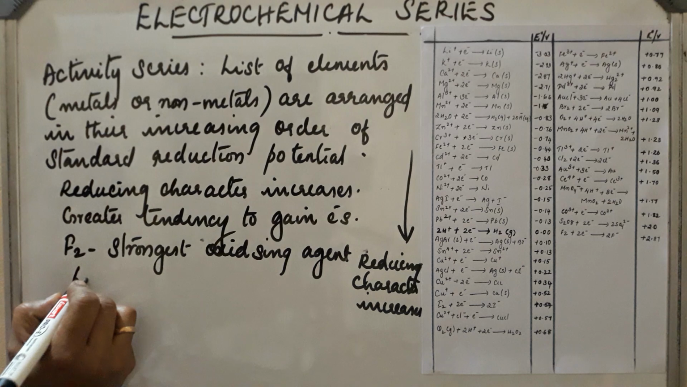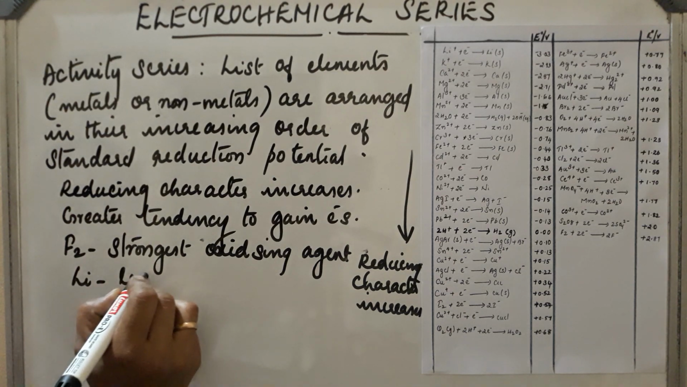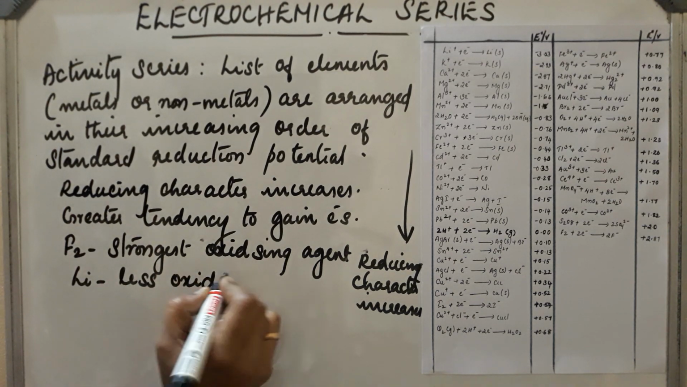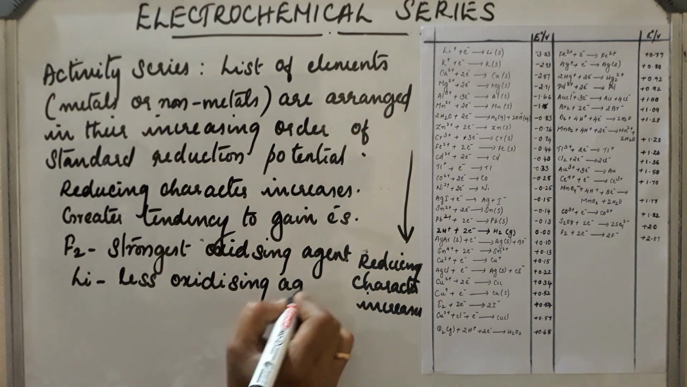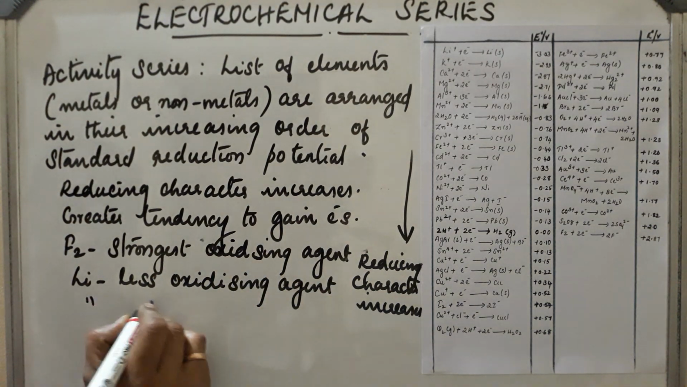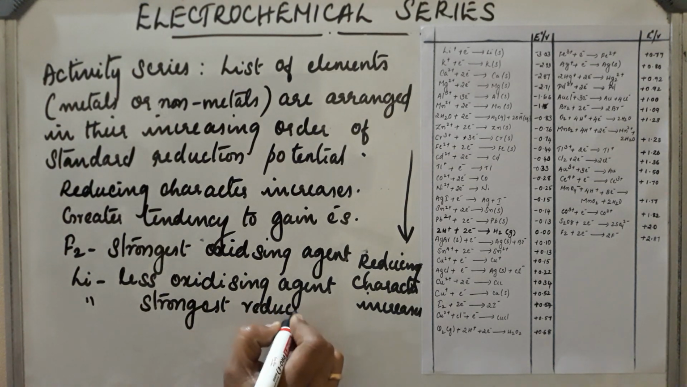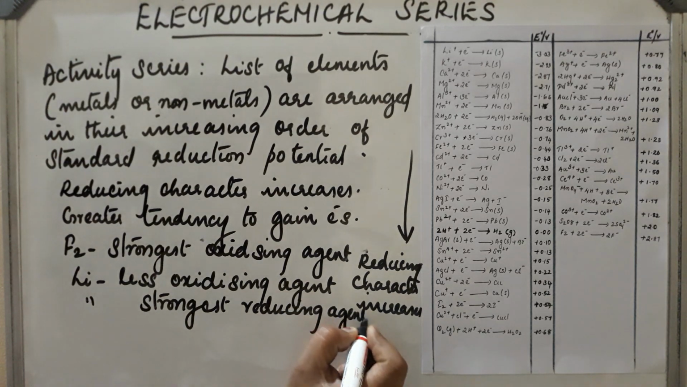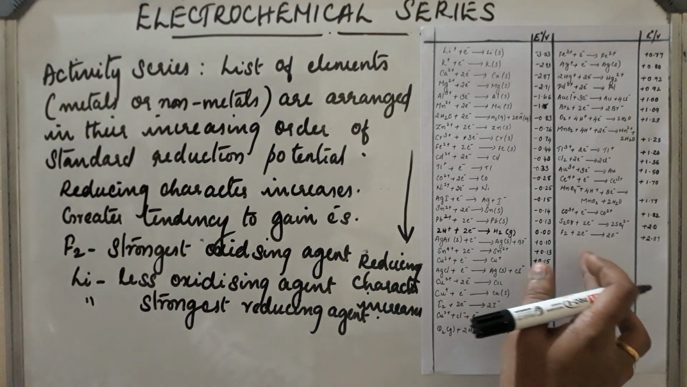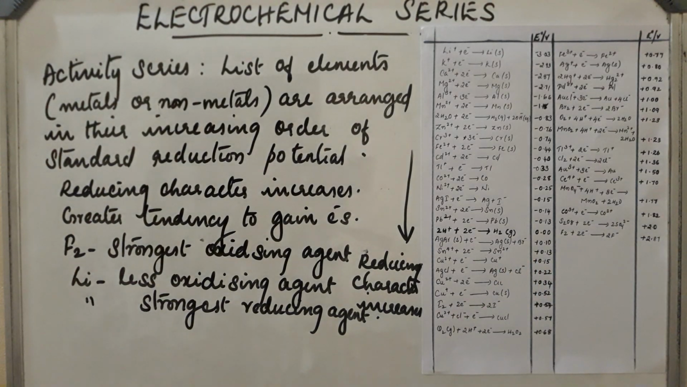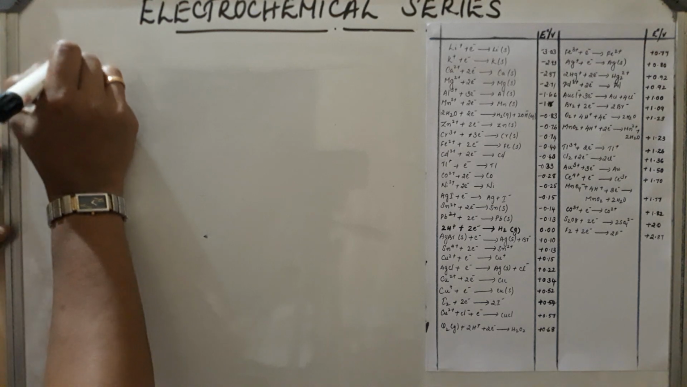What about lithium? Lithium is a less oxidizing agent, or we can say it is the strongest reducing agent. So the element which has a more negative value is the strongest reducing agent, and the element which has a greater positive value is the strongest oxidizing agent. Now let us discuss the applications of this electrochemical series.